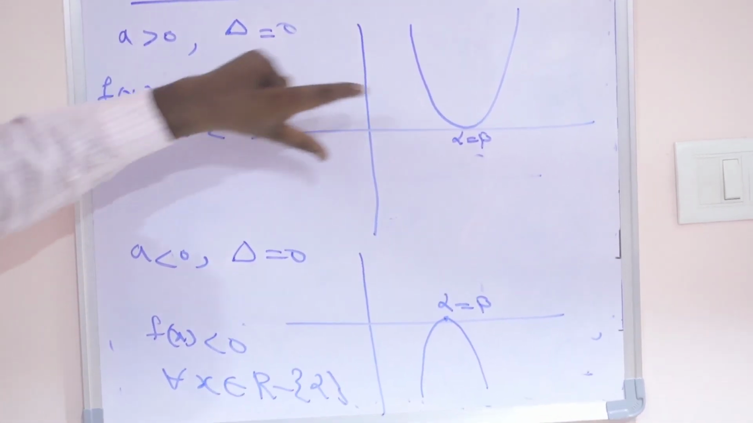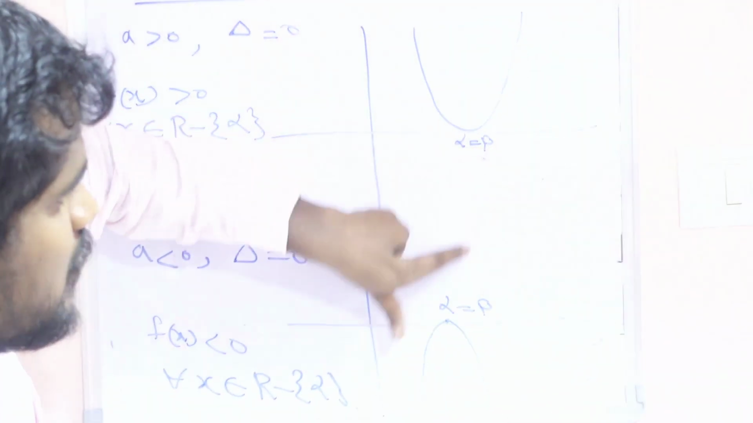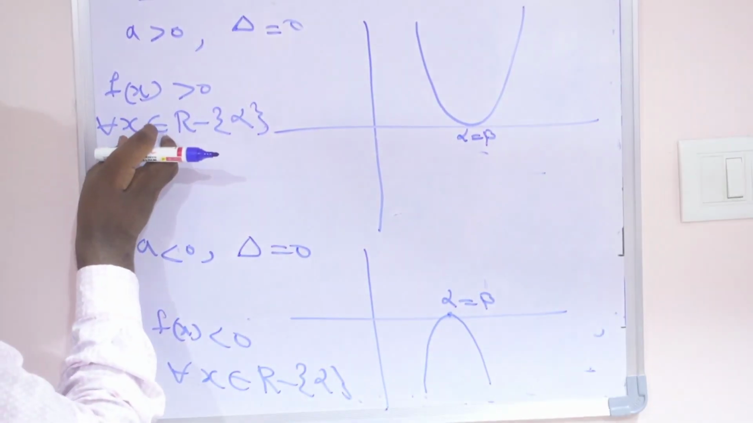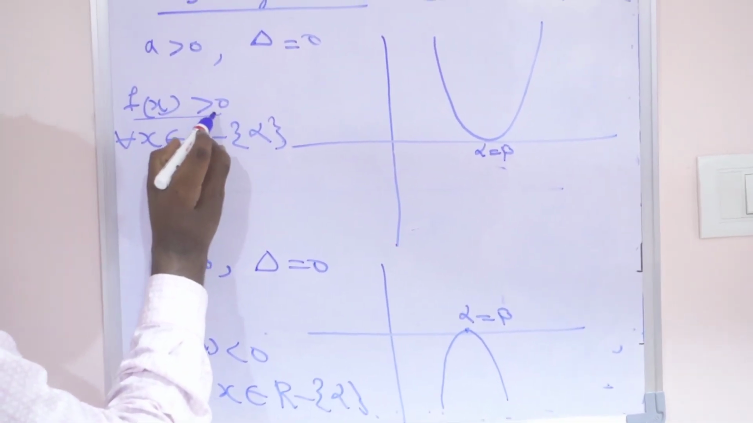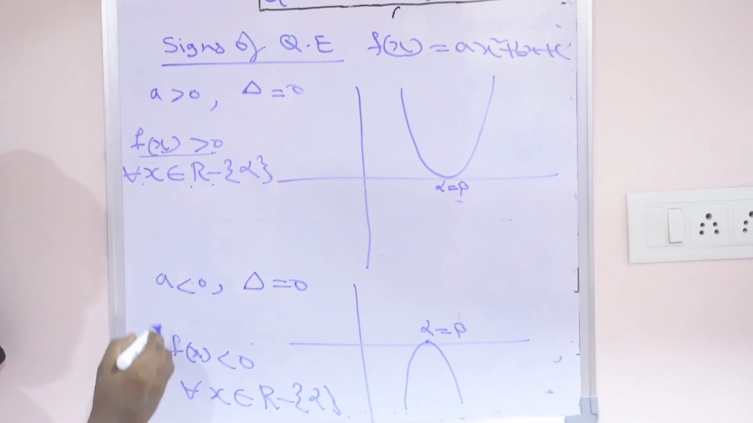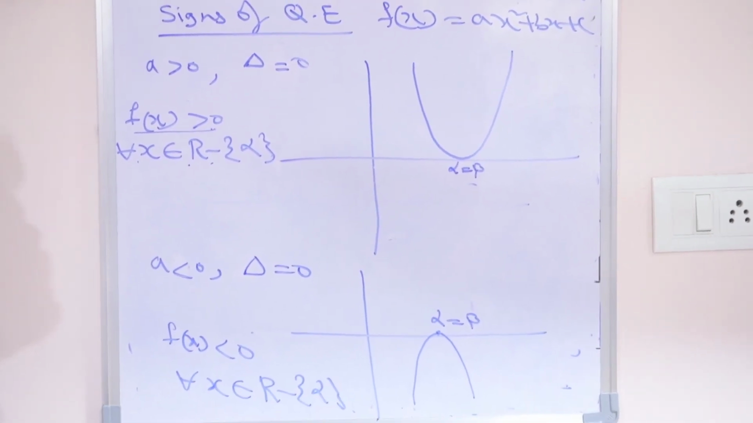So now what are the cases here? A greater than 0, opens upward, it touches at alpha. Two roots are equal, alpha equal to beta. Except alpha or beta, it is always positive. That's why f of x is greater than 0 for all x belongs to R minus the set of alpha. So this is the signs of the roots. And the last concept, location of the roots, we will see.